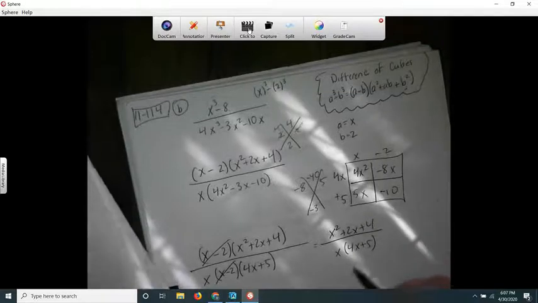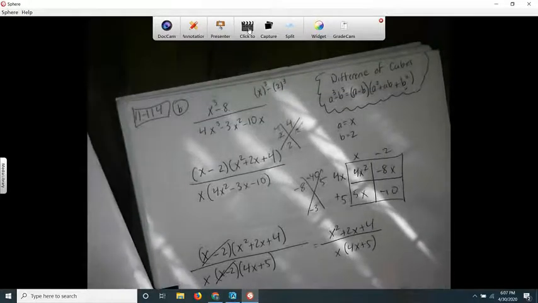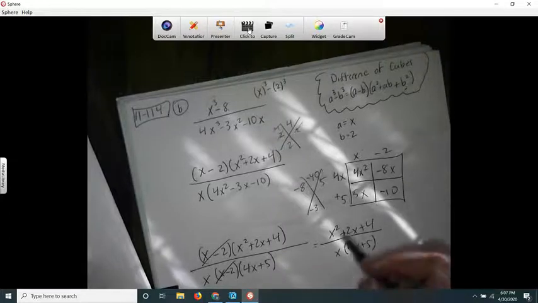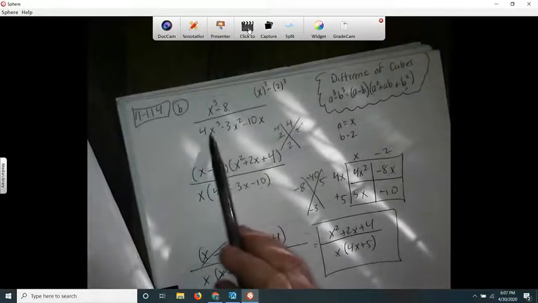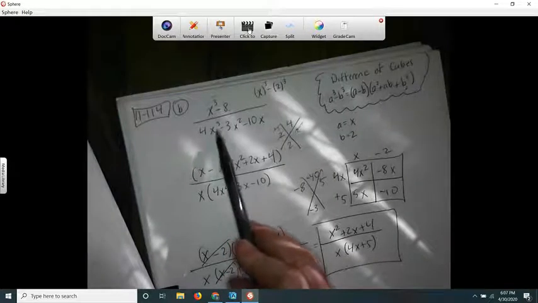Let's see what your book says. Your book just leaves it like this. And yes, there was a typo, because your book said it was 4x squared and they wanted 4x cubed.